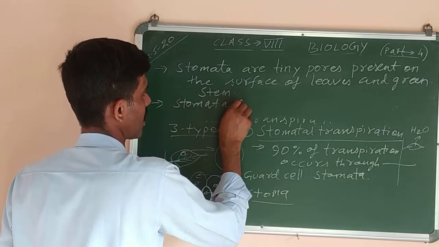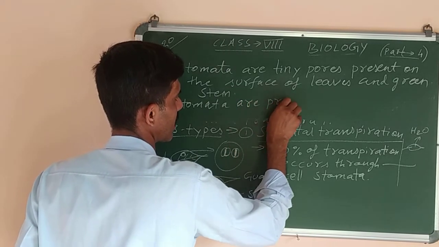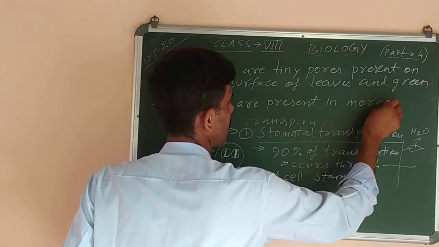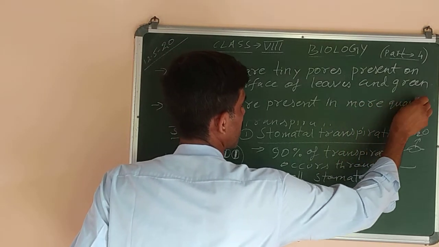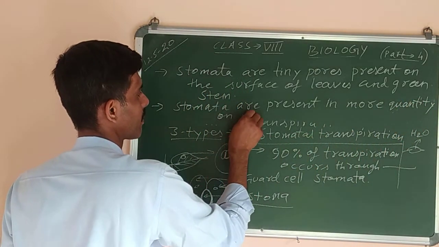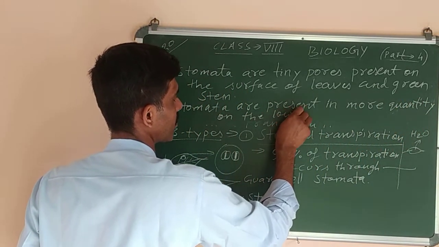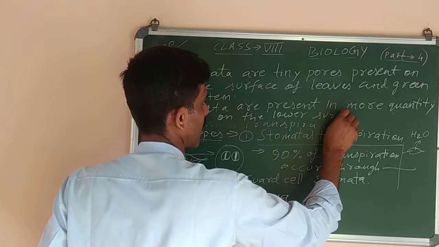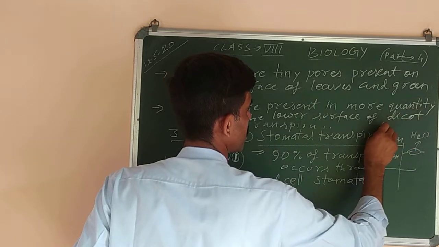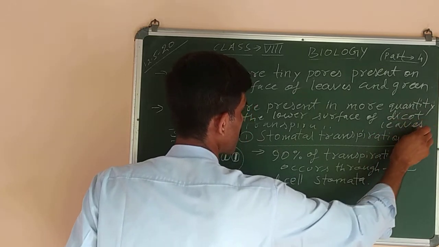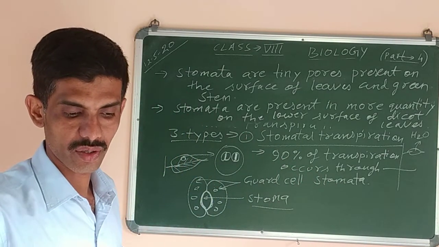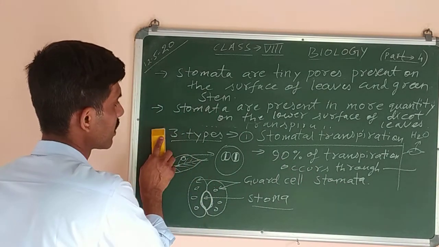Stomata are present in more quantity. Quantity means number here, like the number of stomata is more on the lower surface of dicot leaves. Dicotyledonous means the plants which have two cotyledons in their seeds, they are called dicotyledons. Okay. Now next, three types we are talking.